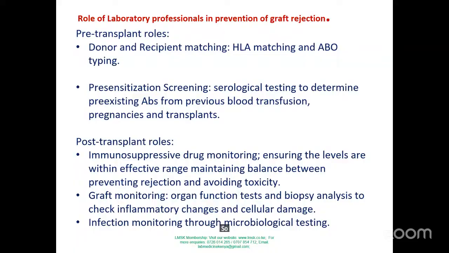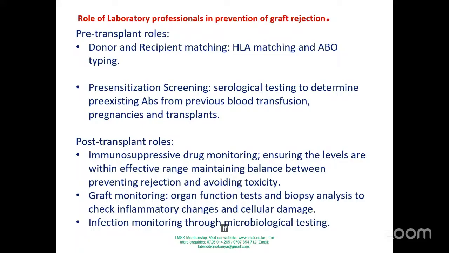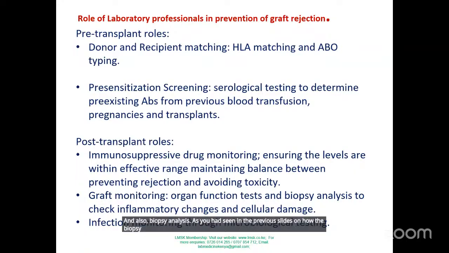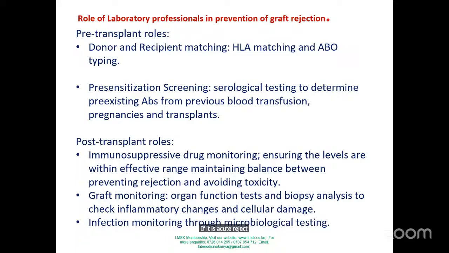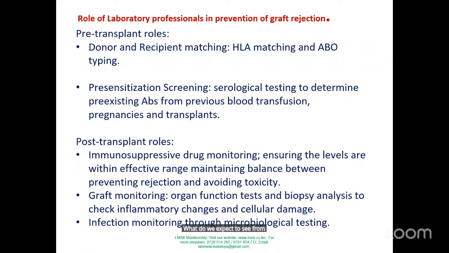So another role is graft monitoring. For graft monitoring they do organ function tests. If it is kidney, they will monitor by kidney function test, for liver, liver function test, and also biopsy analysis, as you had seen in the previous slides on how the biopsy looks. If it is hyperacute rejection, what you expect to see. If it is acute rejection, what you expect to see on your slide. And then if it is chronic rejection or graft vasculopathy, what we expect to see on the arterial lumen.